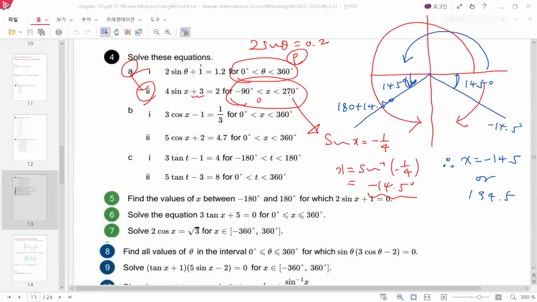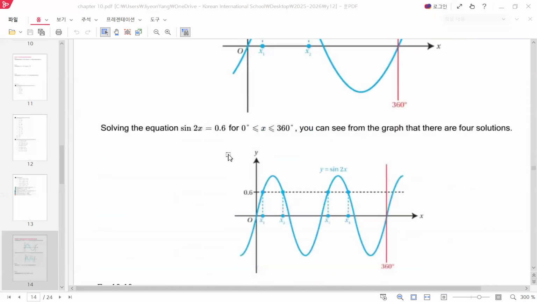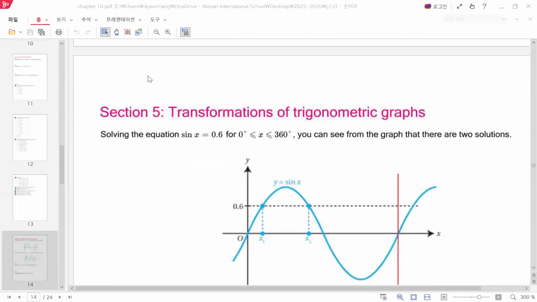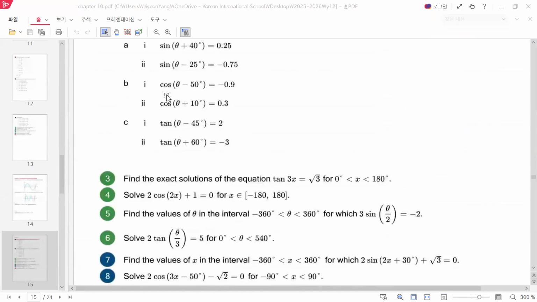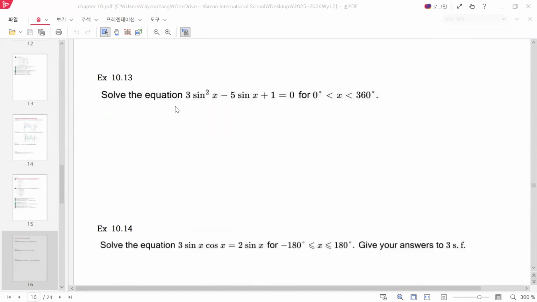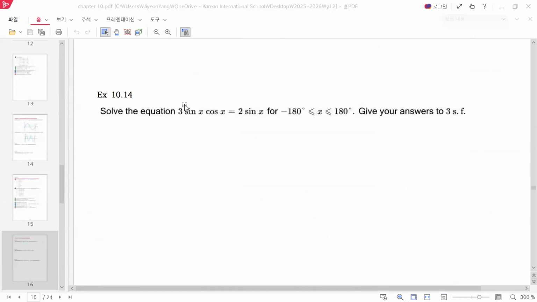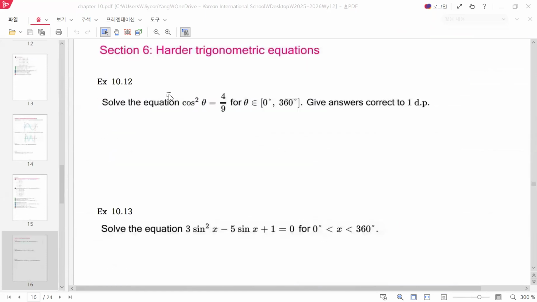Other questions are pretty much the same, so I am going to skip these questions. We are going to learn section 5 on Tuesday, but please open page 16, students. Page 16. Okay, let's solve this question together. Savannah, please read the question.